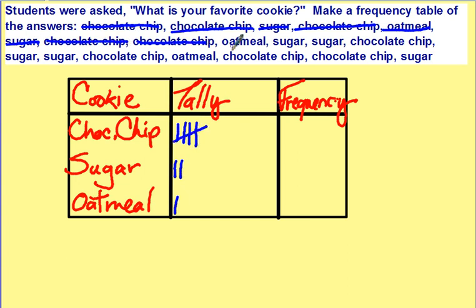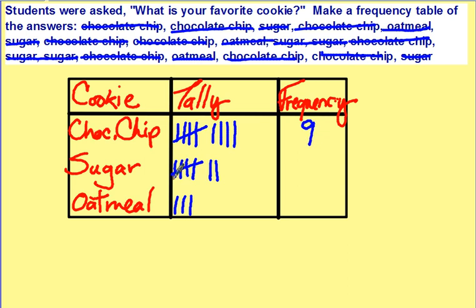Chocolate chip, oatmeal, sugar, sugar, chocolate chip, sugar, sugar. Remember, make sure you do your bundles of 5. Chocolate chip, oatmeal, chocolate chip, and sugar. Now you're ready to do your frequencies. 5, 6, 7, 8, 9. People like chocolate chip the best. 5, 6, 7 like sugar, and 3 like oatmeal the best.